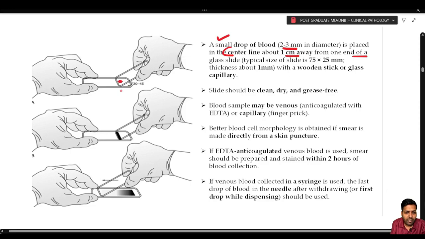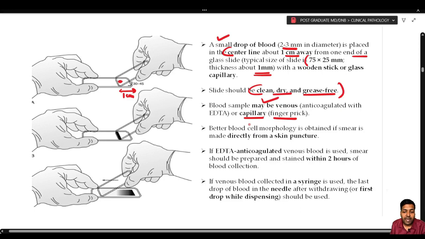The typical size of the glass slide that we are using is 75 into 25 millimeter with a thickness of about 1 millimeter. With a wooden stick or a glass capillary, you are placing the drop of blood on this particular slide. The slide that you use should be clean, dry and grease free. The blood sample may be venous blood anticoagulated with EDTA, or it can be capillary blood from the finger prick.